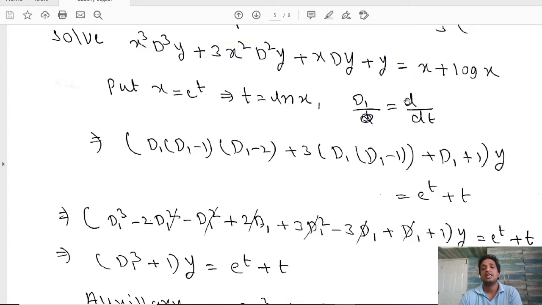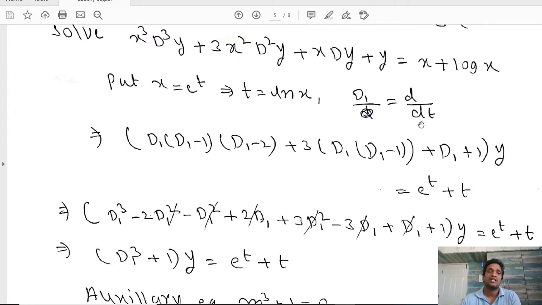D1 means what? D by dt. Okay, we change this in terms of D1. That means we are changing the differential equation of variable x into variable t. So instead of x cube d cube we are writing D1 into D1 minus 1 into D1 minus 2, plus 3 as it is. x square d square means D1 into D1 minus 1, plus x d means D1, plus 1 into y, is equal to, here x is equal to e power t, log x or ln of x is equal to t.